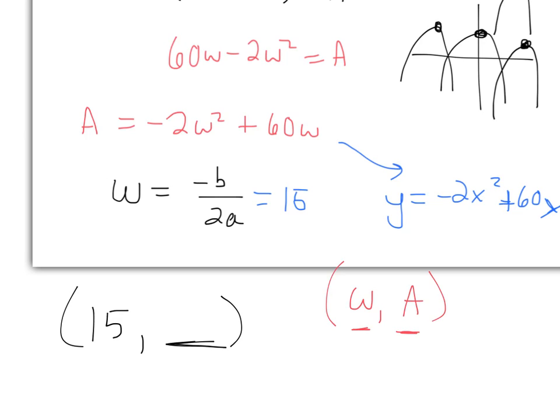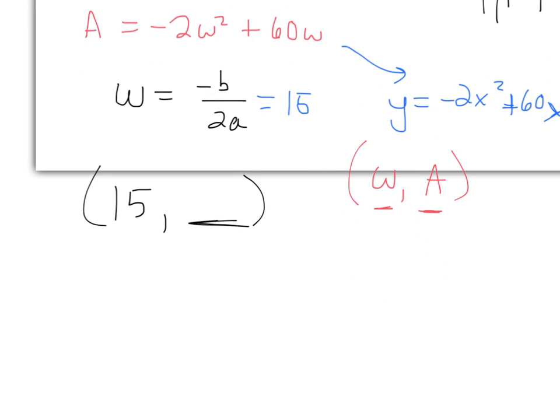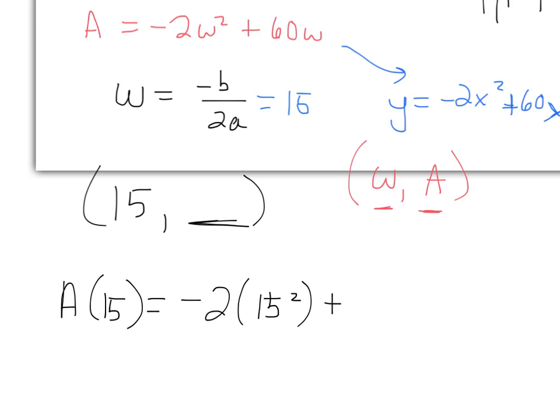Or what else could we do to find the y-coordinate? Plug in 15. Plug 15 in where? Into the area function. Let's do it that way, and then we'll prove both ways work. We take the area function, evaluate it at 15, which gives us negative 2 times 15 squared plus 60 times 15. What does that yield as an answer?